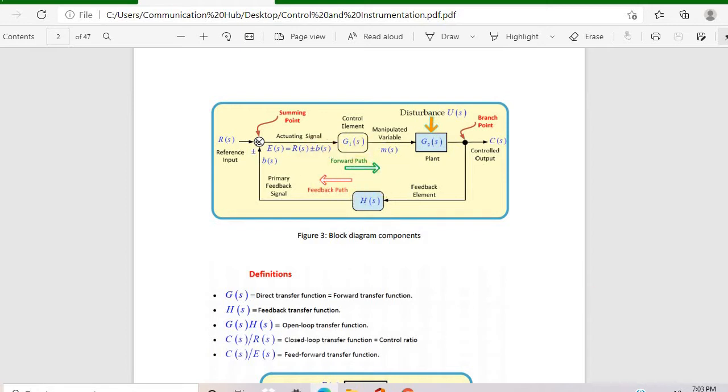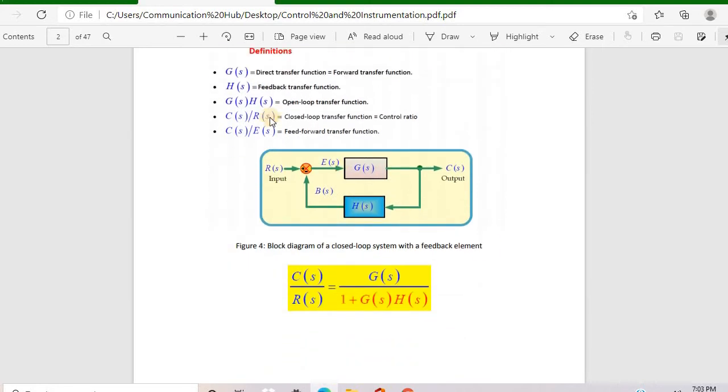There are some definitions that we should know before solving. First one is G of S, represented in this block diagram as the forward transfer function, and H of S as the feedback transfer function. For open loop, you have to cut this branch and calculate it, so you multiply these two, and that is known as the open loop transfer function. Similarly, for closed loop, you take the ratio of C of S to R of S and calculate the transfer function. Similarly, for the feed forward transfer function, you take the ratio of C to E, and it is known as the feed forward transfer function. Here you have only G of S.